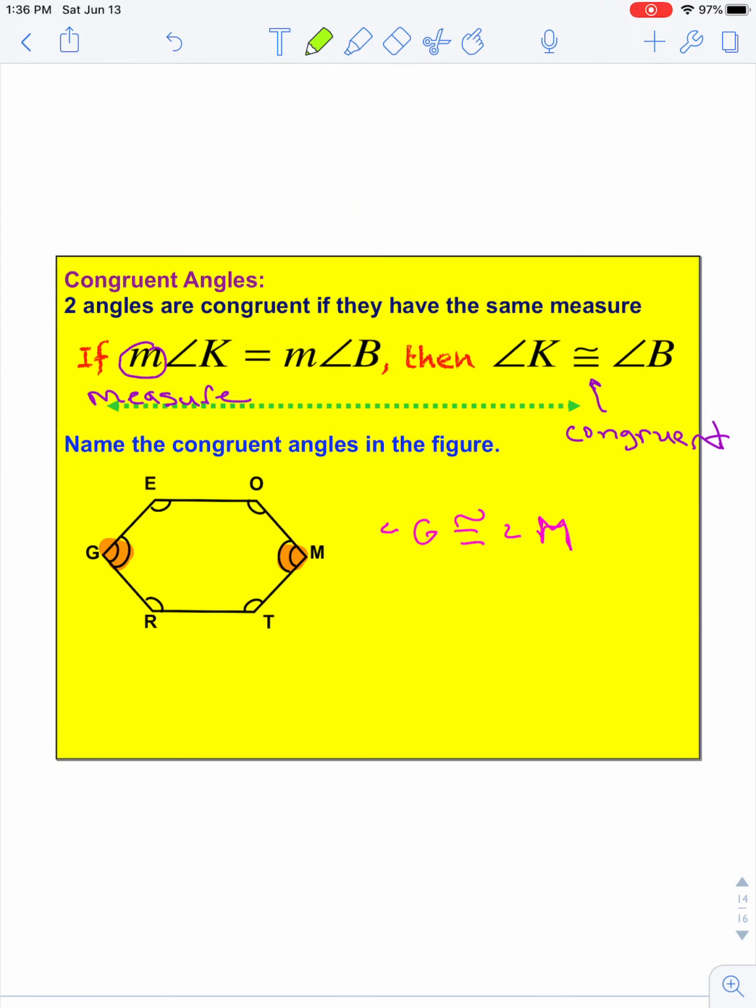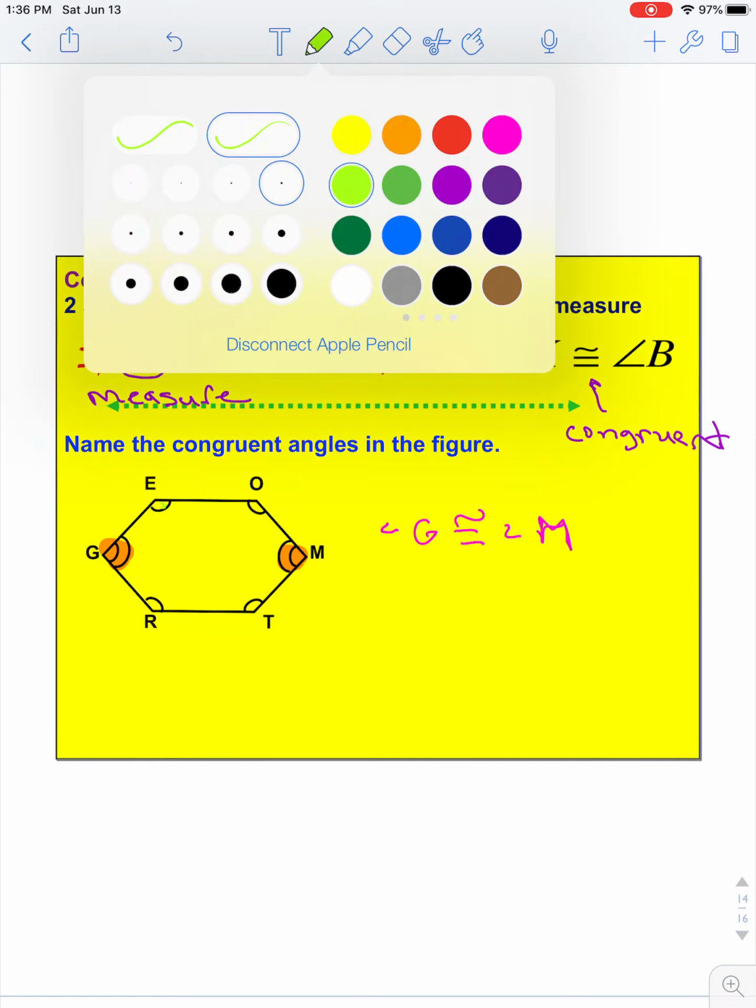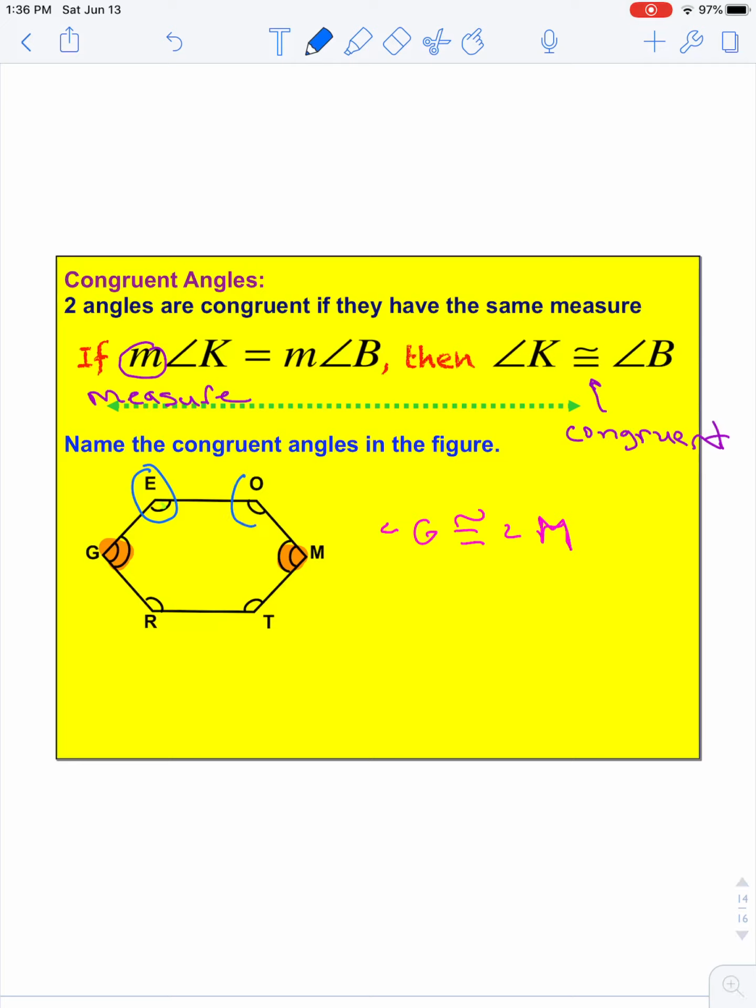Okay, now if we look at angle E right here, that's not a great color, so let's try something else. If you look at angle E and angle O and angle T and R, they all have one swoosh mark. So we can actually write it in one long statement. We can say that angle E is congruent to angle O, and angle O is also congruent to angle T, which is also congruent to angle R. And when we make this long statement, that means every angle is congruent to all the other angles in that statement. That's a statement of congruence.